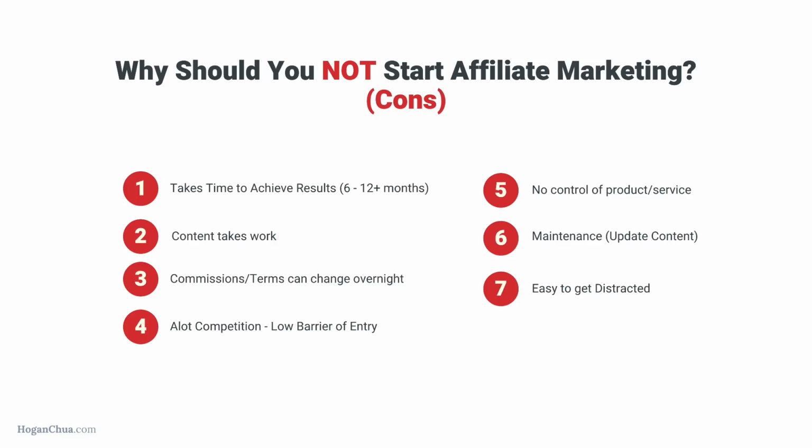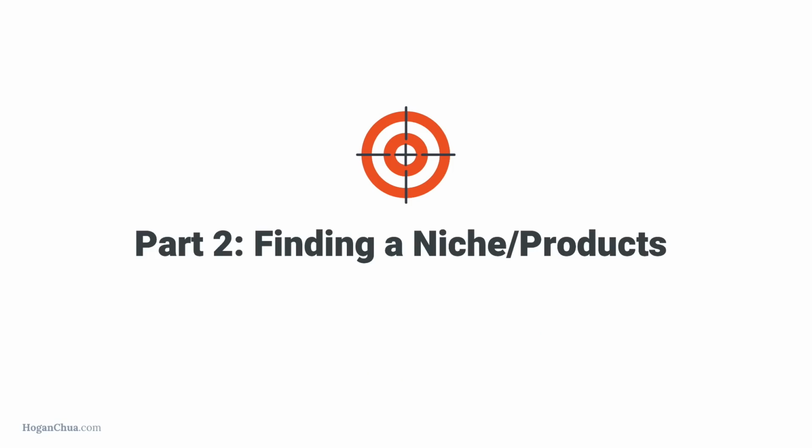So with that said, I still think affiliate marketing is really, really amazing, especially if you're just starting out with online business and you want to make a passive income online. So what we're going to do is get straight into this video. We're going to talk about how to find a niche and find different products that you can promote, and also look for lower competition keywords that you can target for your website and things like that. So part 2, we're going to look at finding a niche and finding products to promote.